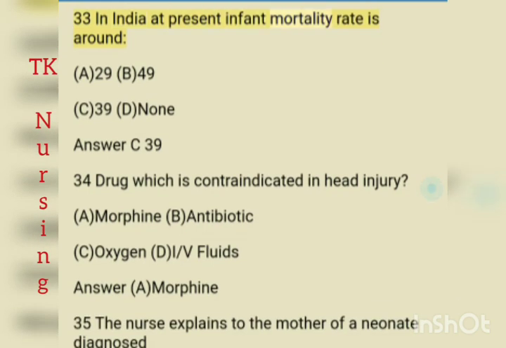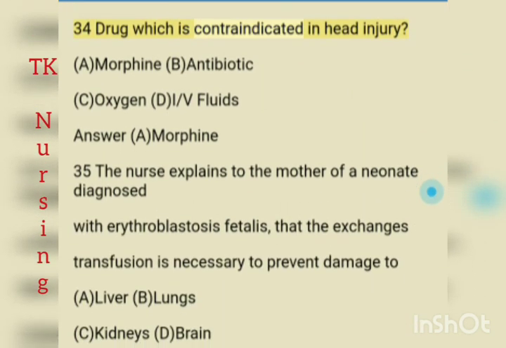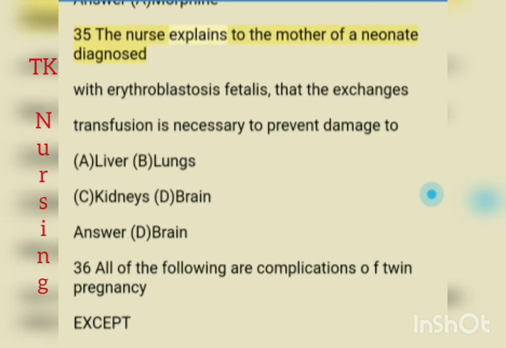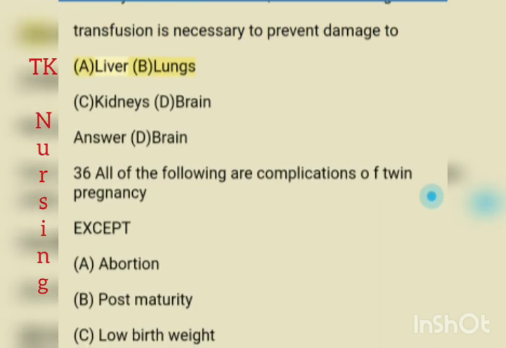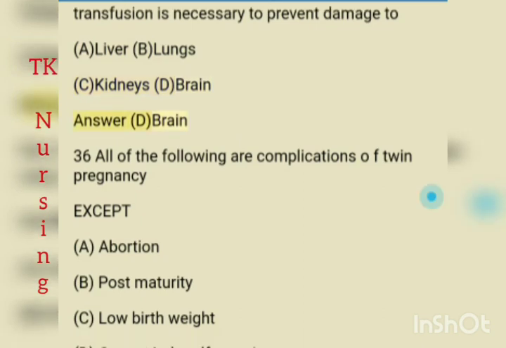33. In India at present, the infant mortality rate is around A. 29. B. 49. C. 39. D. None. Answer C. 39. 34. Drug which is contraindicated in head injury. A. Morphine. B. Antibiotic. C. Oxygen. D. IV fluids. Answer A. Morphine. 35. The nurse explains to the mother of a neonate diagnosed with erythroblastosis fetalis that the exchange transfusion is necessary to prevent damage to A. Liver. B. Lungs. C. Kidneys. D. Brain. Answer D. Brain.